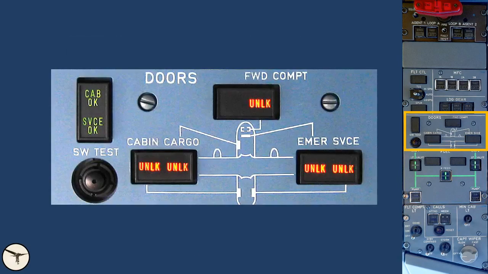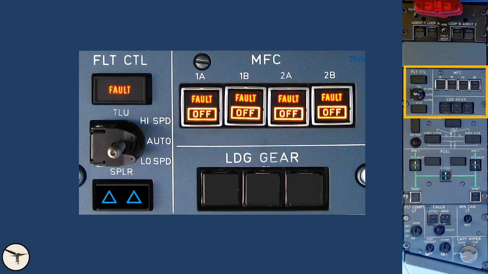The doors panel shows amber lights when the associated doors are open. This includes the emergency hatch in the cockpit and a maintenance panel in the nose gear bay. The test push button acts on micro switches in the cabin door and the service door, but only when they are open.